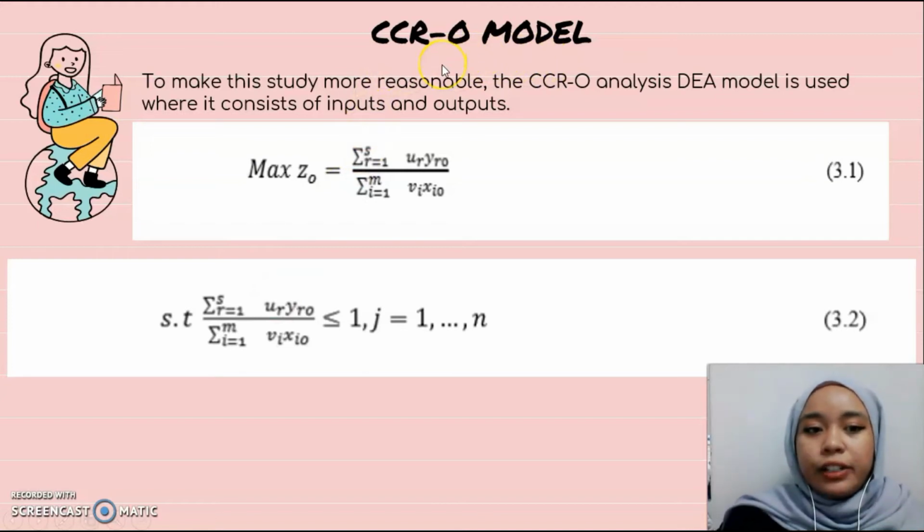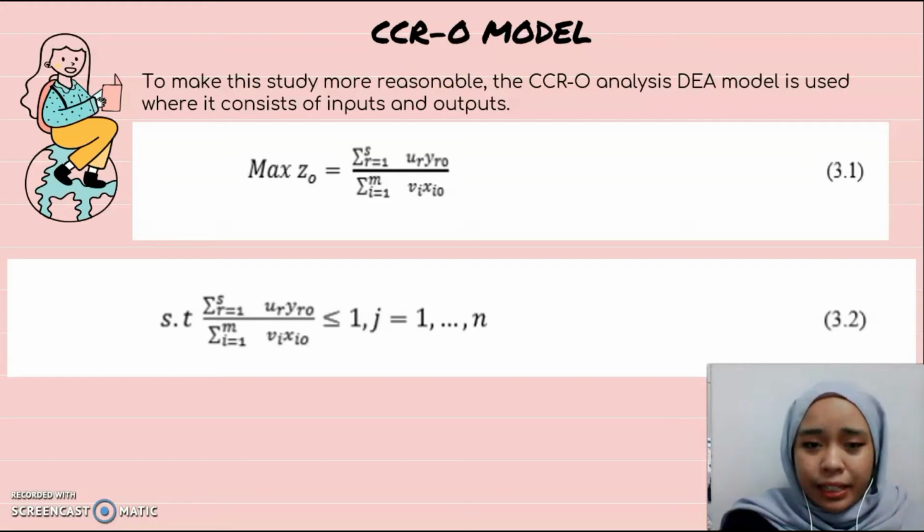The CCR-O model is used because, based on my previous study research, they are using CCR-O because they want to maintain the inputs and can add up more outputs. If they want to continue this study, they can just add it up on the output. So this is what I do, where I have two inputs and nine outputs.